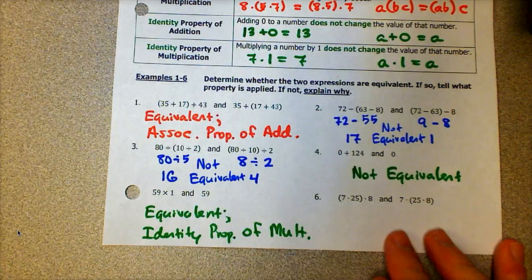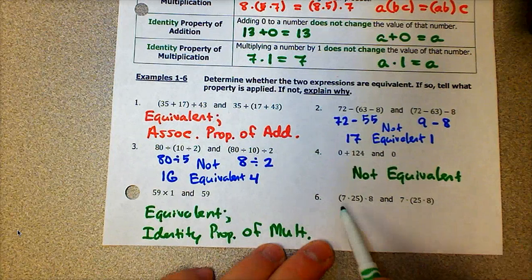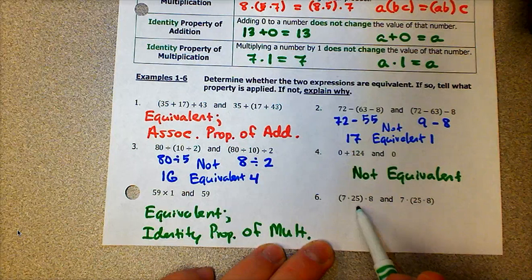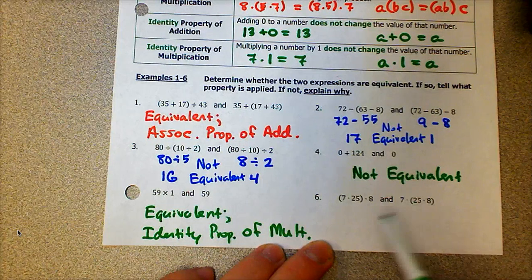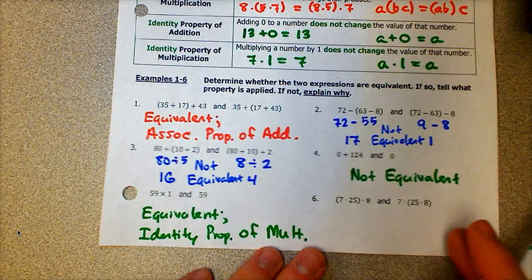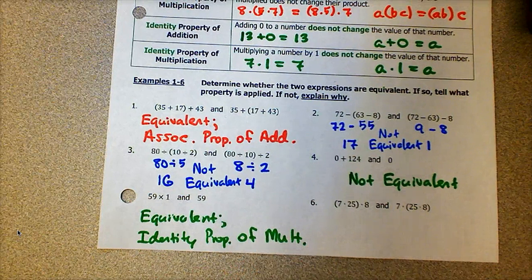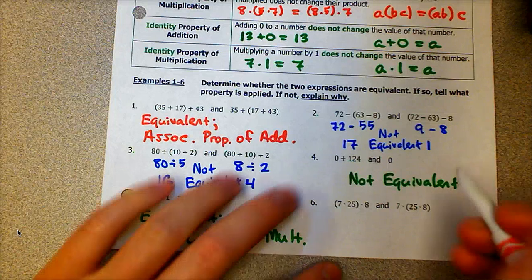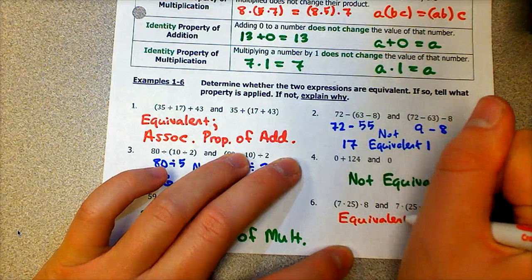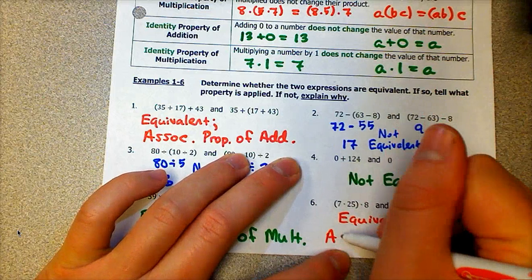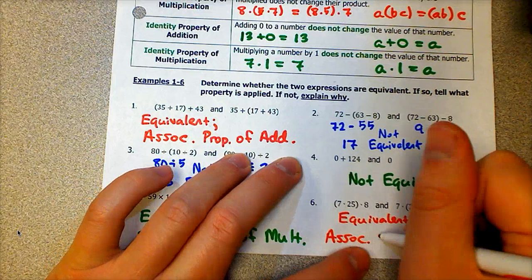And then the last one, number 6, we have the quantity 7 times 25 times 8, and 7 times the quantity 25 times 8. Again, notice the order is the same, 7, 25, and 8, but the groupings are different, and that's okay because we're using multiplication. So these are two equivalent expressions, and that's another example of the associative property. This time it's the associative property of multiplication, though.